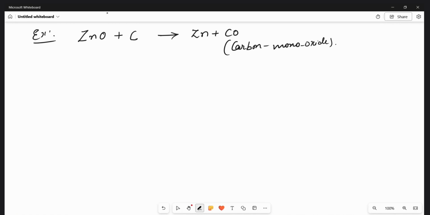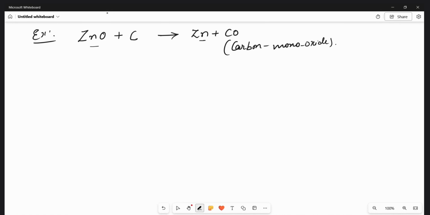Okay. So this is the one when it is used for refining the metal. Metal is obtained from the ore, right? There, metal will be in the form of oxides, sulfides, something like that. So zinc oxide is reduced to the metal by this process.